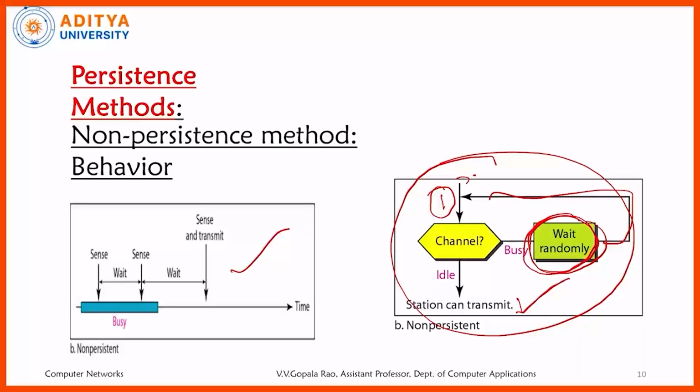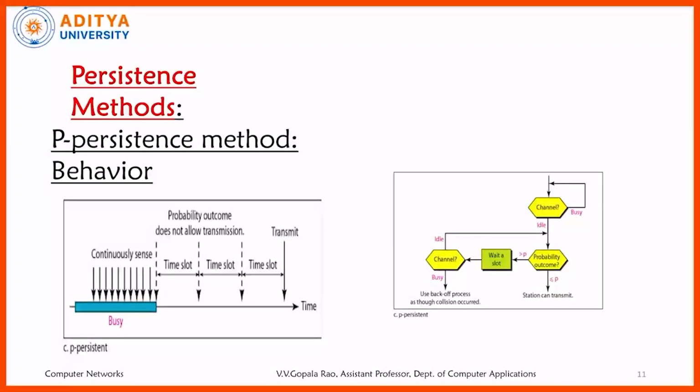Even then, the stations are allowed to wait on a random basis, but there are certain chances of collision. So we better go for one more method, called the P persistence method. Here P is the probability value, a predetermined value that is calculated before starting this process. Let us say P is 0.6. Let us imagine that the P value is 0.6, which is a predetermined probability value. That is why, in the P persistent method, P stands for the probability value, which is predetermined.